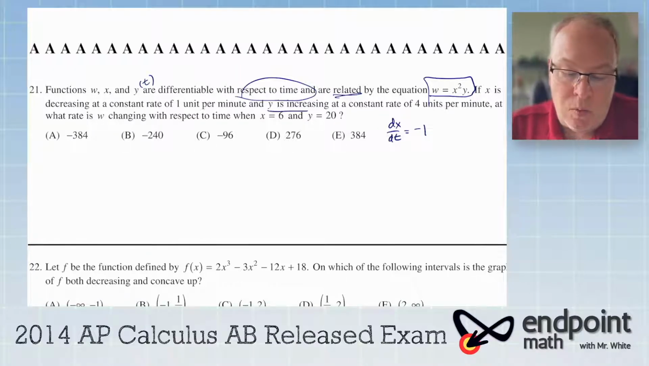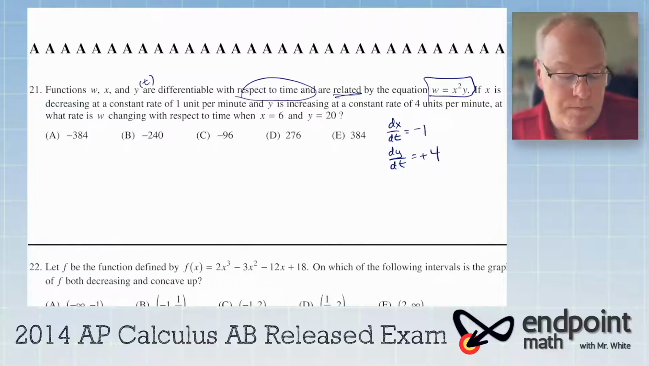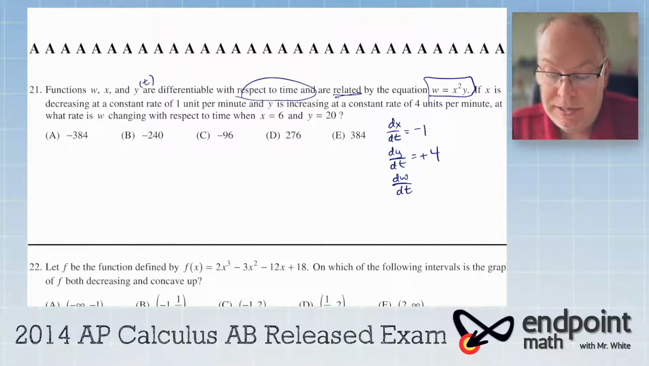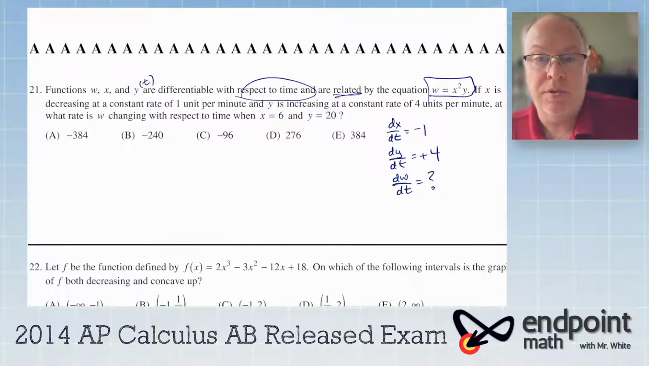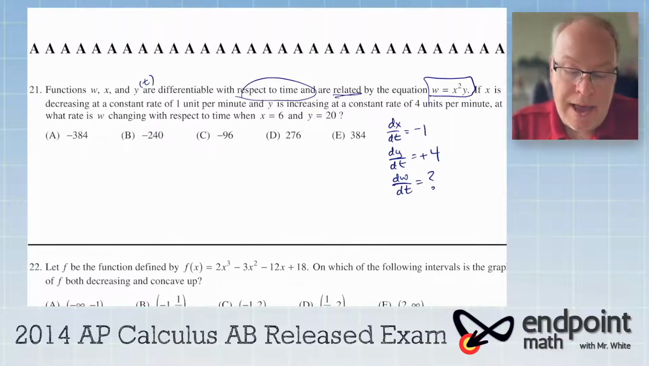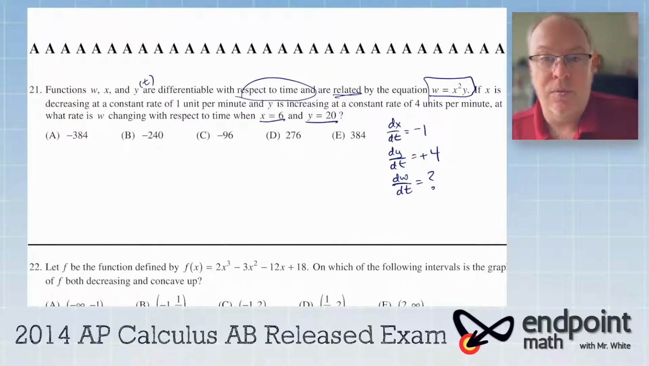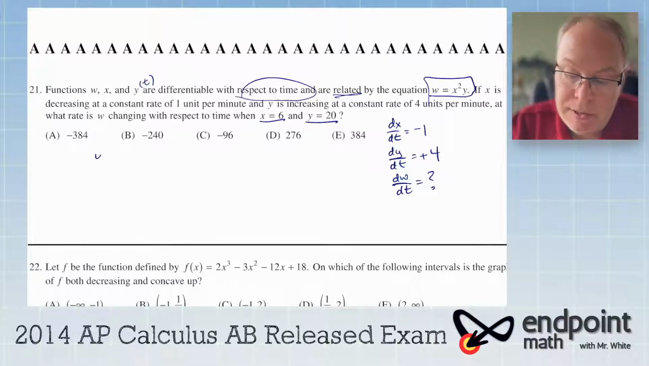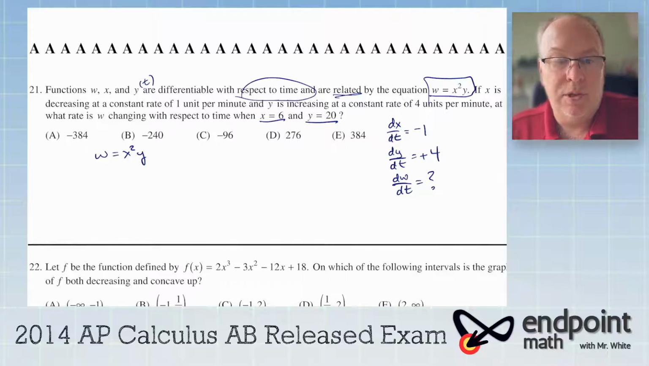Okay, and then it says y is increasing, so that means dy/dt is going up by 4. At what rate of change? So they're asking, dw/dt is what? That's what we're going to solve for here in a moment. When x equals 6 and y equals 20. All right, so I really encourage you to try to jot things down like I did off to the right there on the screen. And then let's take the derivative implicitly, like you learned how to do in related rates. So we start with that.